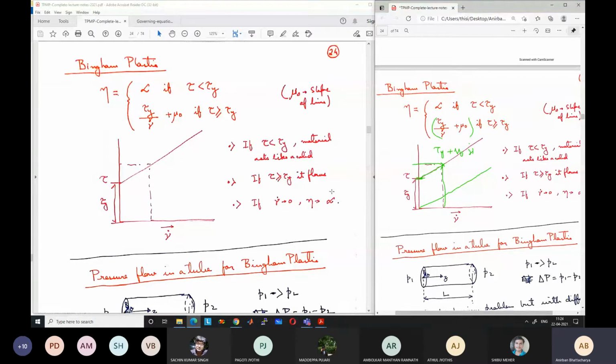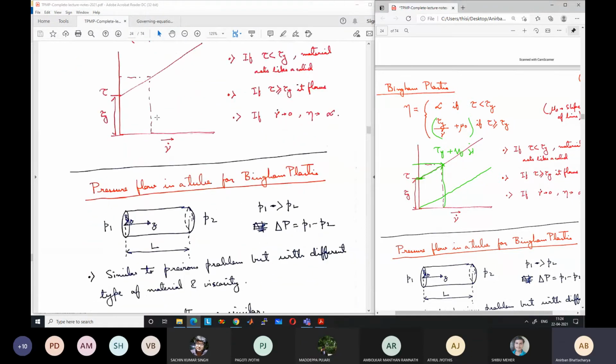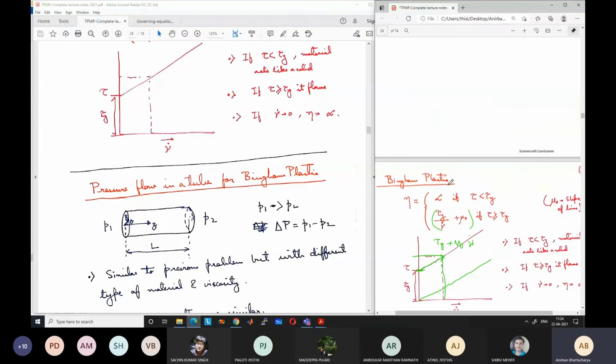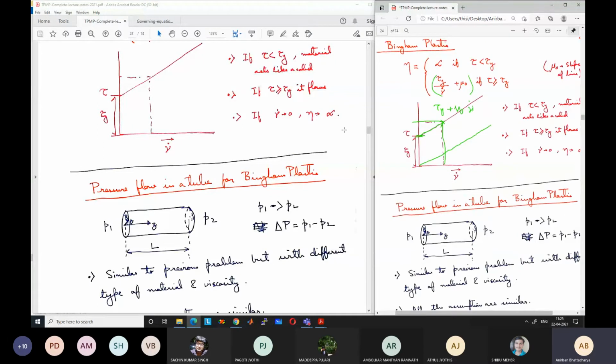So we want to find out the flow of this fluid in a tube driven by a pressure difference. It is exactly the same problem that we tried for the power law fluid previously. For the power law fluid, we had obtained this velocity profile and this shear stress profile. So we want to see what the velocity profile will be for our Bingham plastic. Let me reiterate what the problem was.